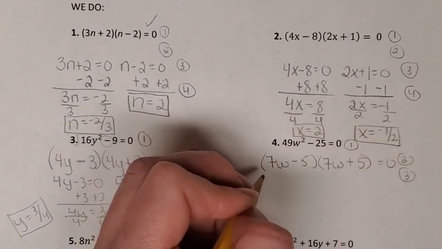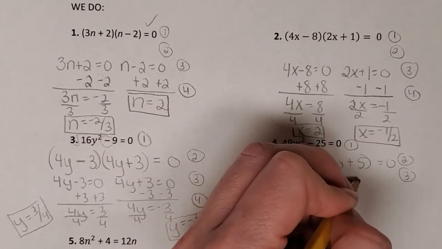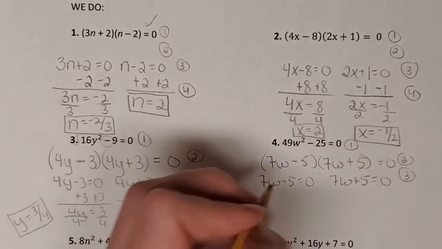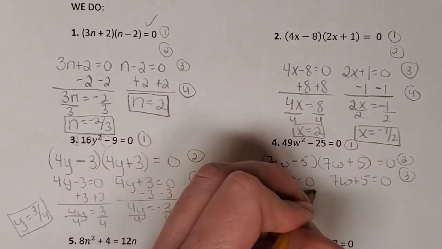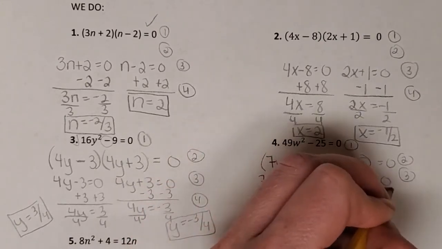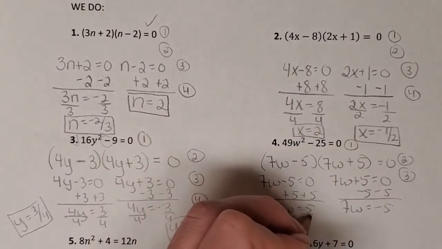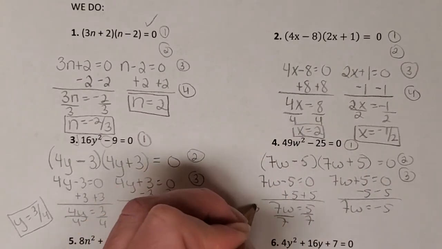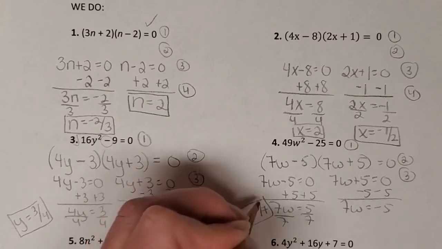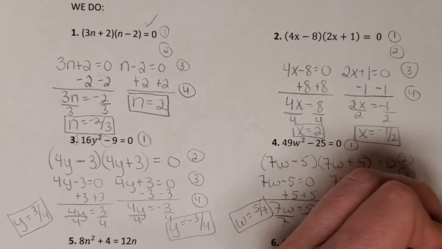Step 3, 7w minus 5 equals 0. 7w plus 5 equals 0. And then we're going to add 5. 7w equals 5 minus 5. 7w equals negative 5. Divide by 7. W equals 5 over 7. And if we divide by 7 here, w equals negative 5 over 7.